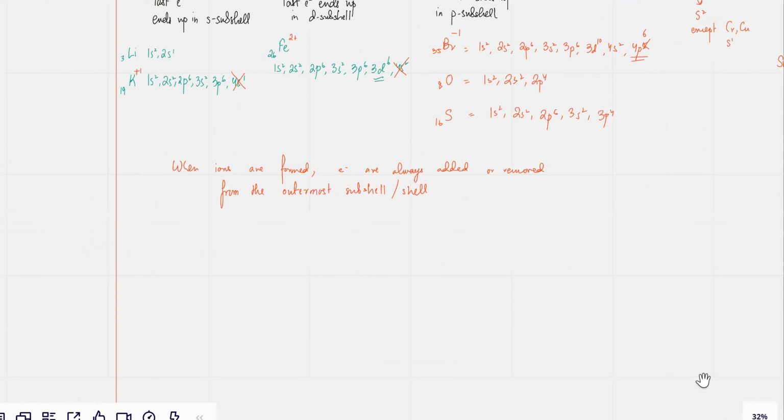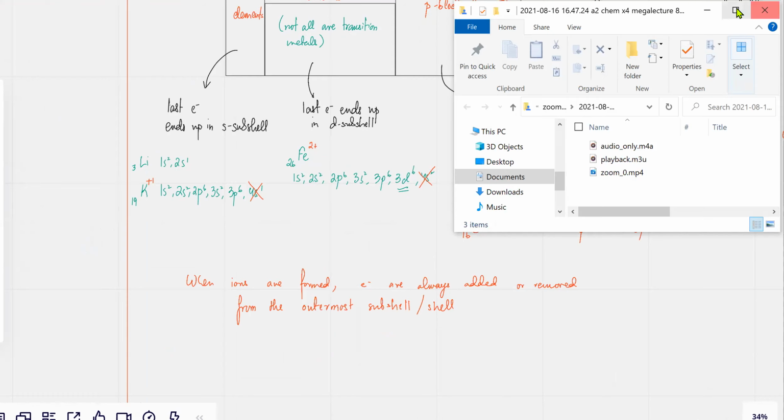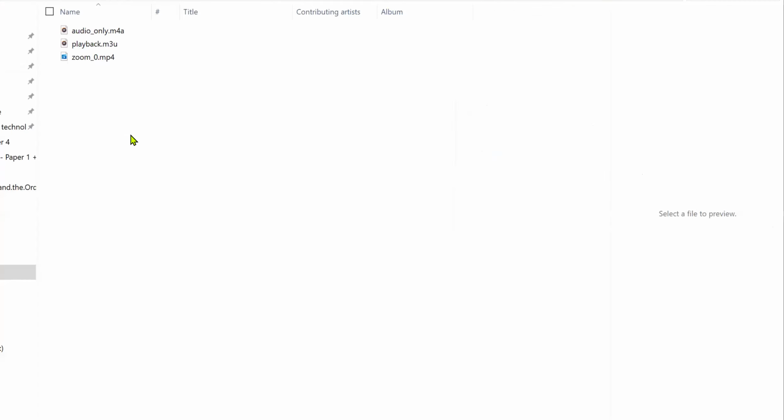We were at atomic structure and we had started doing some past paper. I'm just going to do a few questions on atomic structure, just about electronic configurations, just for revision.